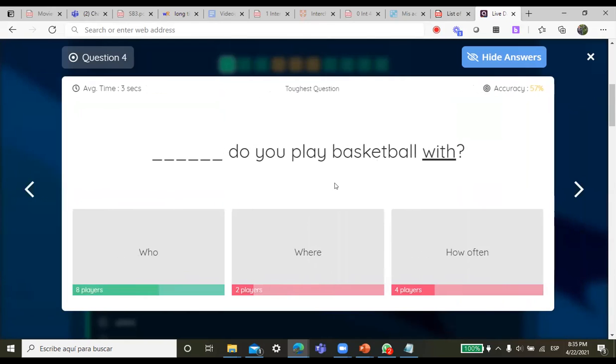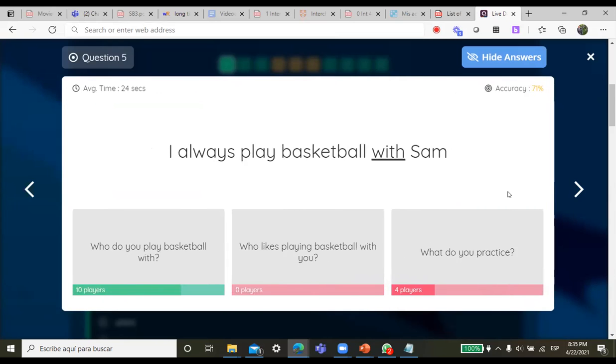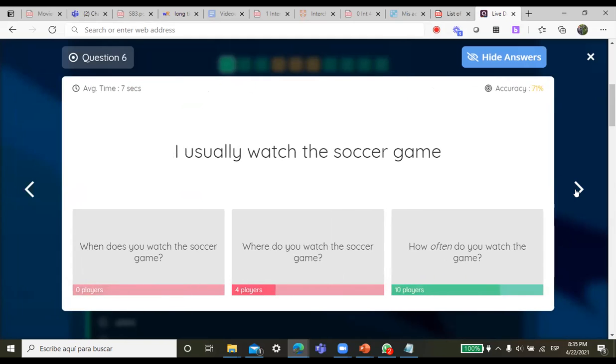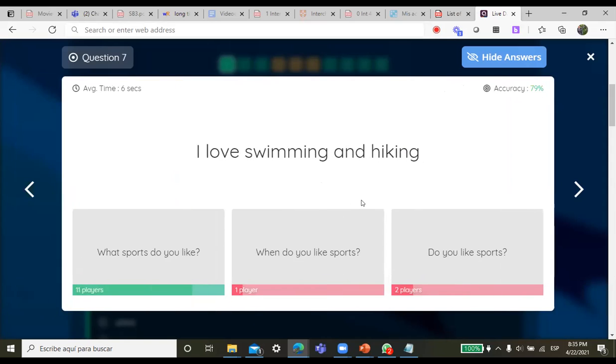The next one, who do you play basketball with? La que ya habíamos mencionado. I always play basketball with Sam. And the question is, who do you play basketball with? I usually watch the soccer game. And the question is, how often do you watch the game? I love swimming and hiking. What sports do you like?